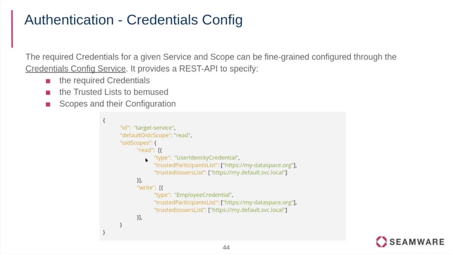And we define that in the read scope, we want to have a user identity credential. It should be looked up in the trusted participants list at this address, and also in the trusted issuers list at this address. So it needs to be a participant, but it also needs to be explicitly trusted by myself because, for example, I only allow those participants that pay a fee to me. This is what I can then configure through the credential config service.